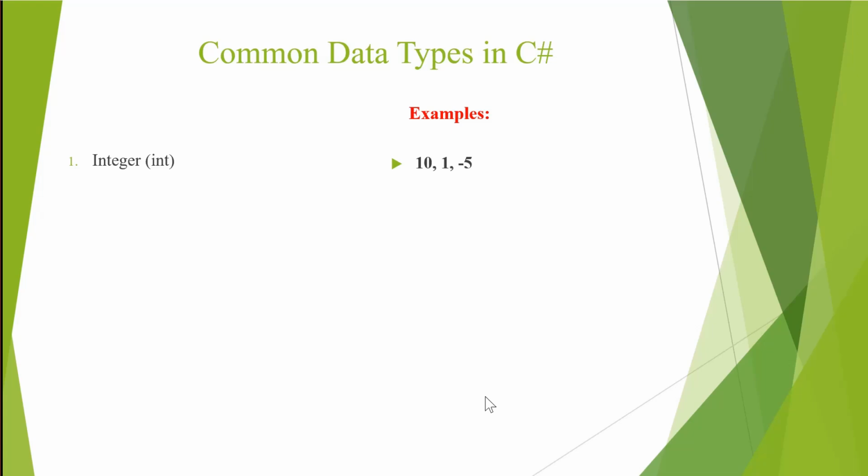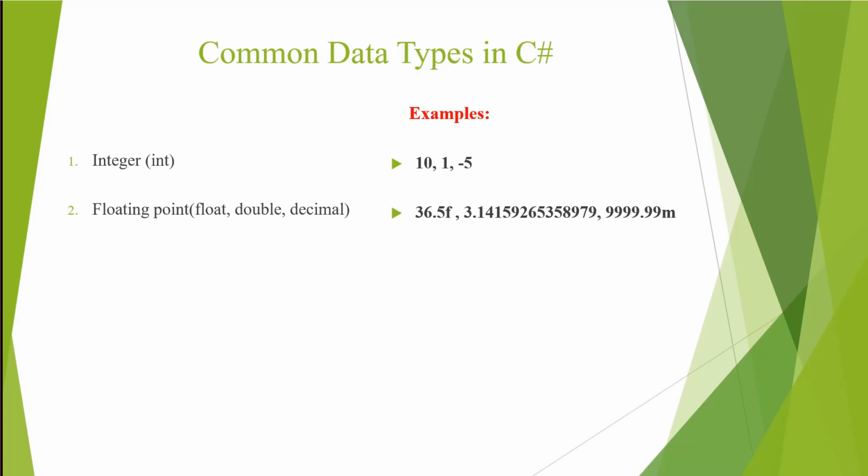Integer, or int, stores whole numbers like 1, 10, -5. Floating point numbers allow us to store decimal values, and in C# we have three main types: float, double, and decimal. The key difference between them is precision, or how accurately they store decimal values. Float is single precision and can store up to 7 decimal digits accurately. Double is double precision and can store around 15-16 decimal digits accurately. And decimal is high precision and can store around 28-29 decimal digits accurately.